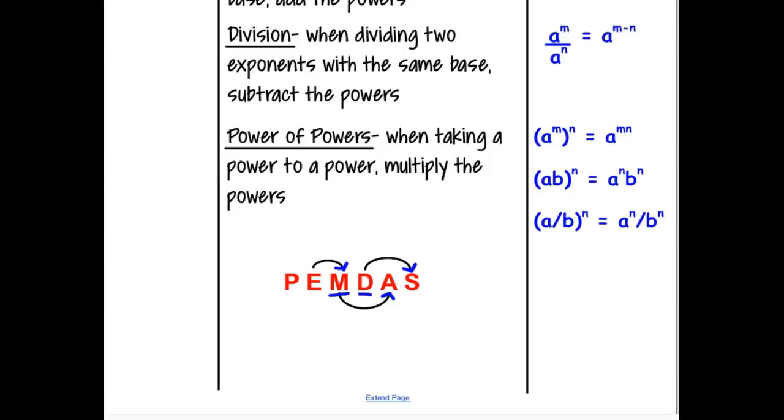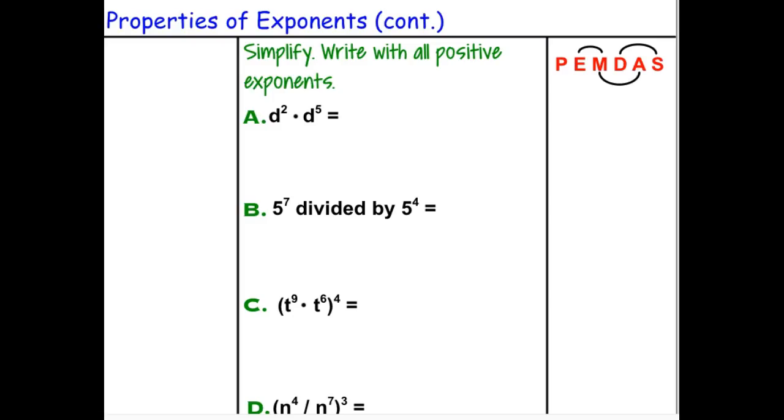So let's take a look at some examples. If we look at example A, we've got d to the second times d to the fifth.